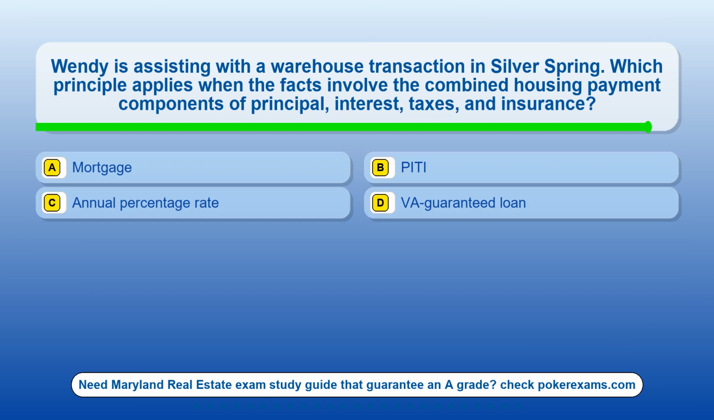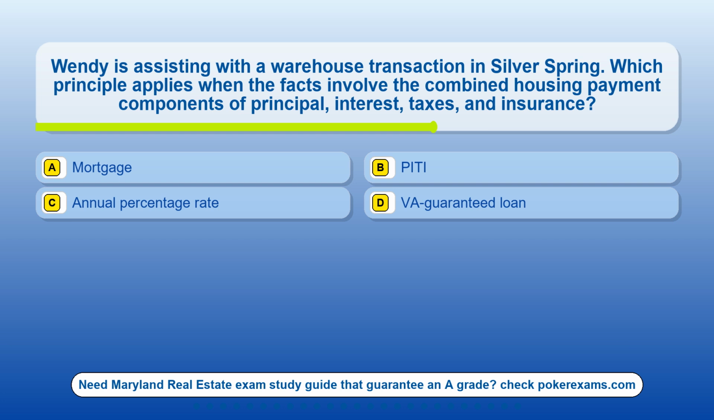Question 3. Wendy is assisting with a warehouse transaction in Silver Spring. Which principle applies when the facts involve the combined housing payment components of principal, interest, taxes, and insurance? Option A, mortgage. Option B, PITI. Option C, annual percentage rate. Option D, VA-guaranteed loan.